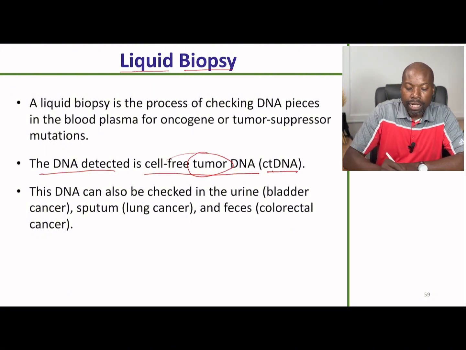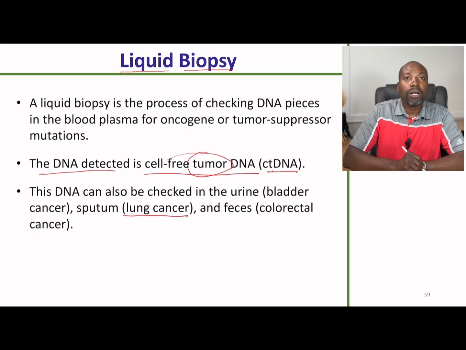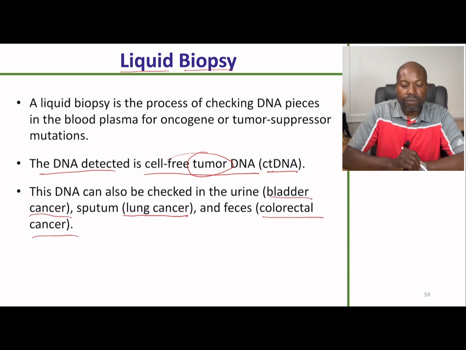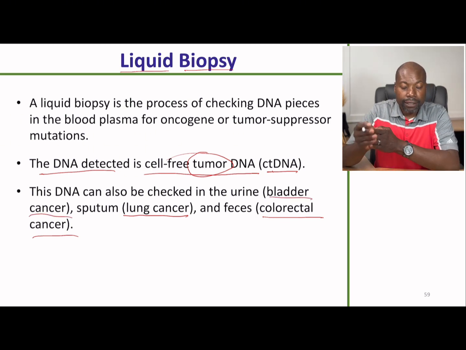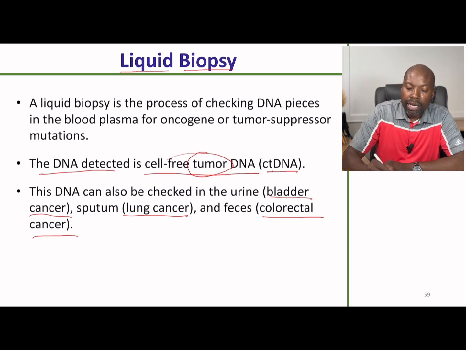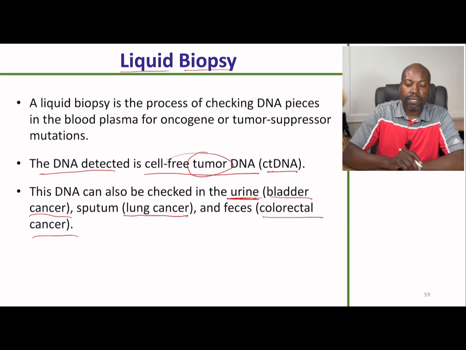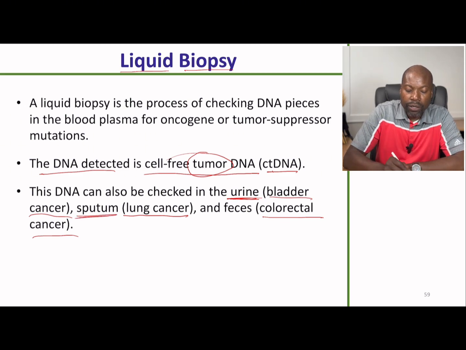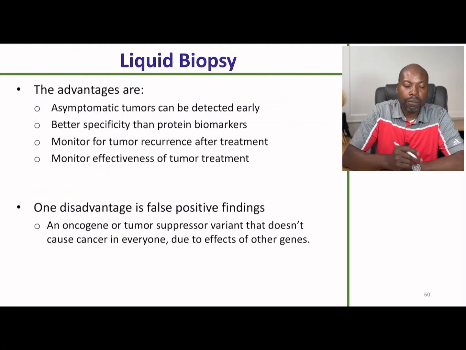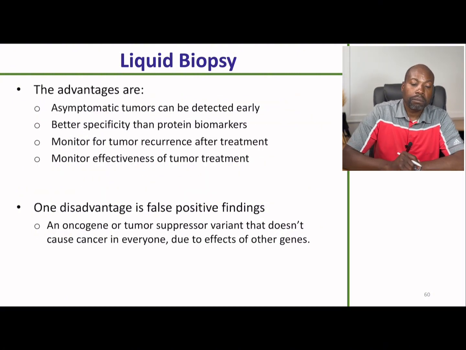And that ctDNA is what we are going to analyze and see that, okay, well, you know what? There are actually lung cancer genes, colorectal cancer genes, bladder cancer genes, right? We can detect that, okay? So not only the blood can be used, but also other aspects can be used, including urine, right? Sputum can be used, feces can be used, and obviously, the blood.